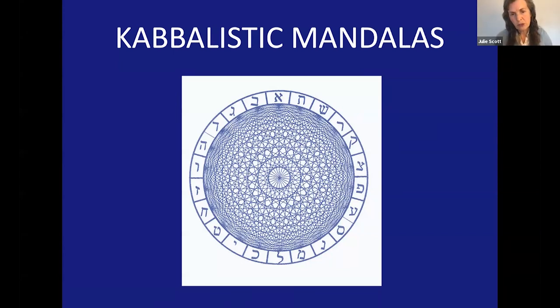And on this image at the top is the first Hebrew letter, which is Aleph. And then to our left, it's Beit, and then Gimel and Dalet. So this is going counterclockwise. And the lines that you see are connecting every letter with all the other letters.